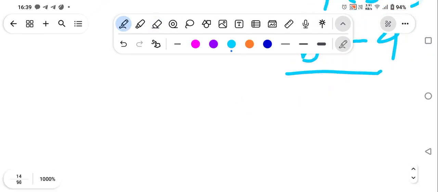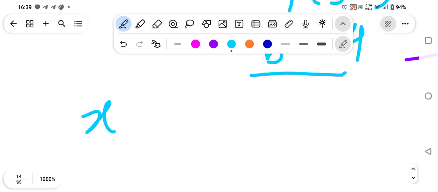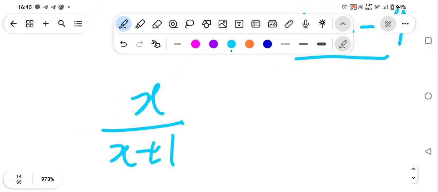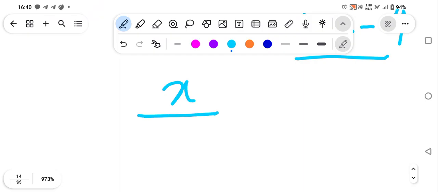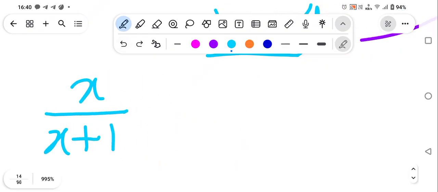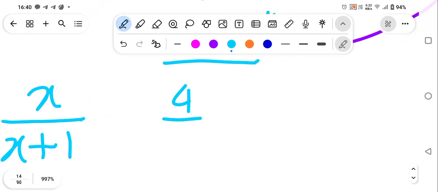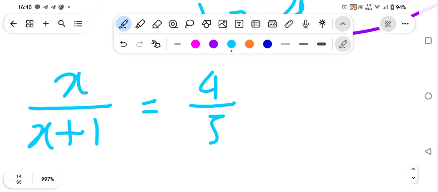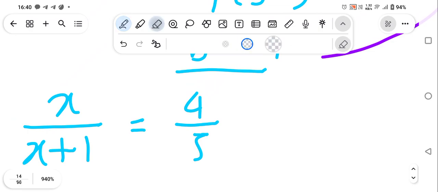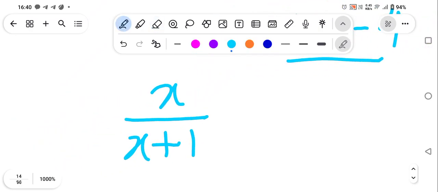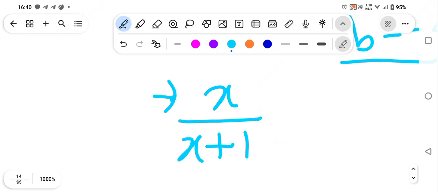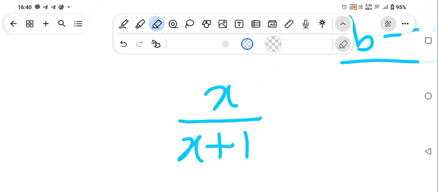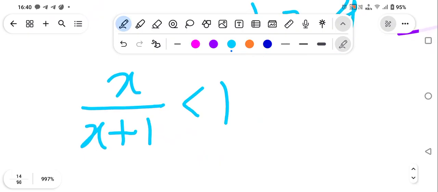Alright, so now I have x over x plus 1. First of all, you might think, is this a fraction? Well, technically this is a fraction, and in terms of x, it's like 4 over 5 if you let x equal 4. So yes, this is definitely a fraction. But what we know is the top part, the numerator, is smaller than the denominator. So we can know that this is less than 1.